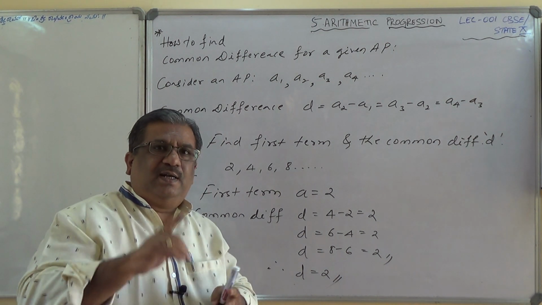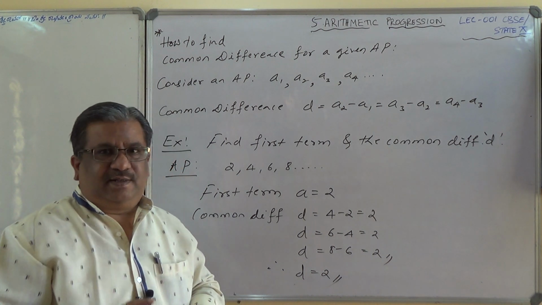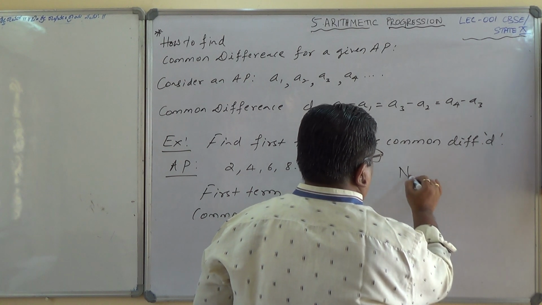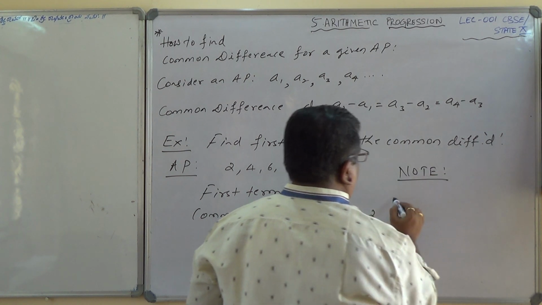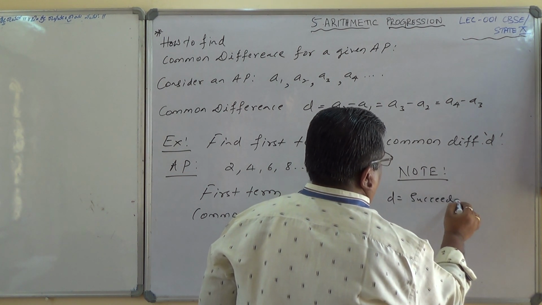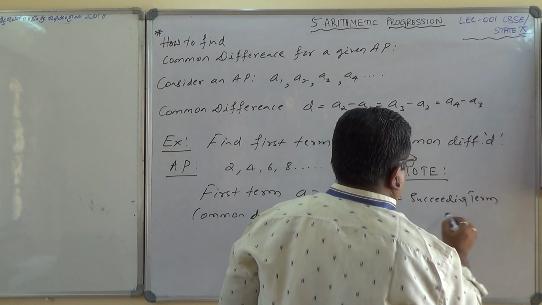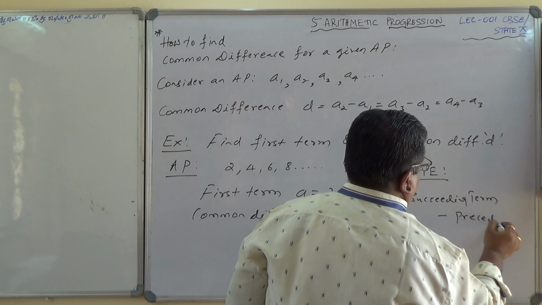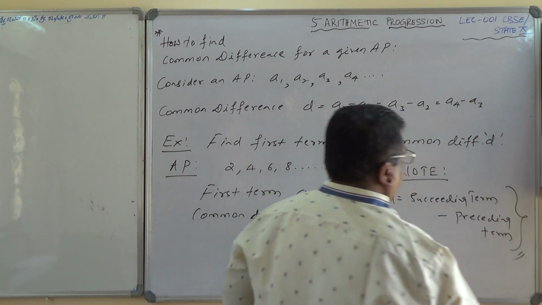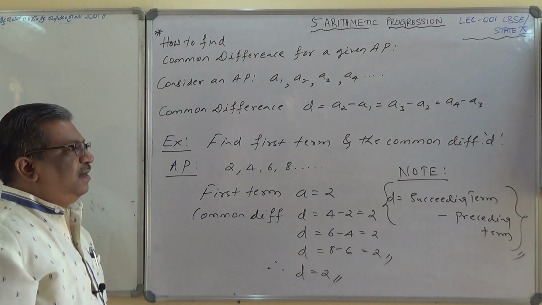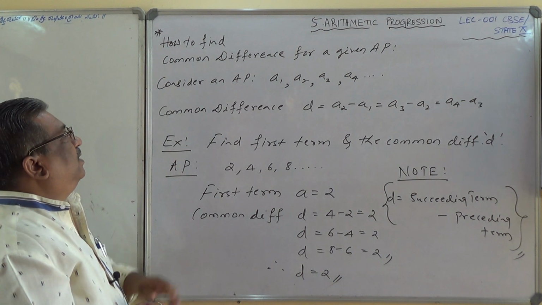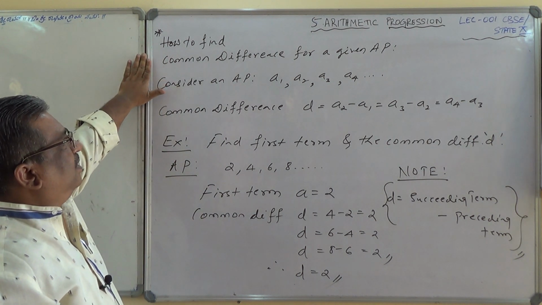It is always succeeding term minus preceding term. Is it clear? So, common difference, note: d equals succeeding term minus preceding term, which is important. Okay, not the vice versa. And therefore sometimes you get negative also, but it is all right. I hope you have understood how to find the common difference for a given AP.